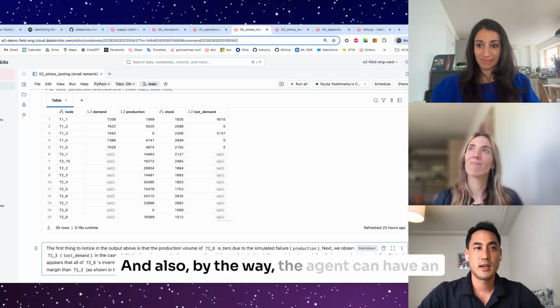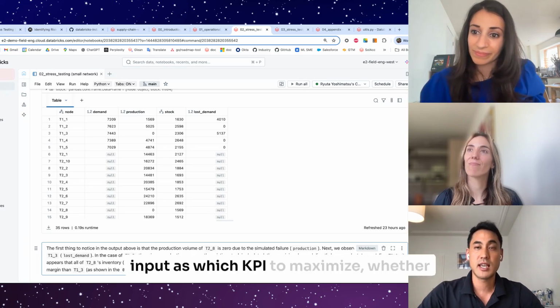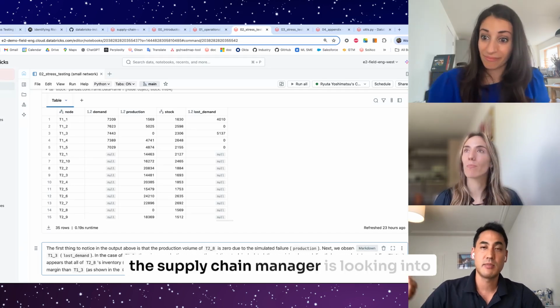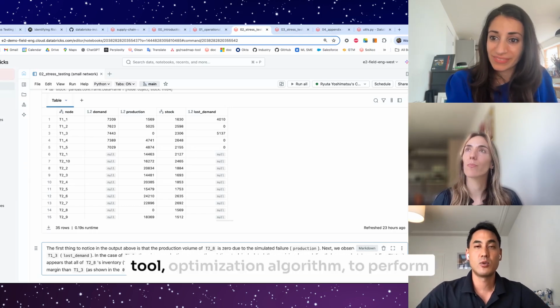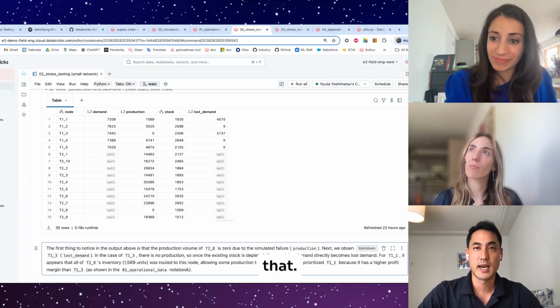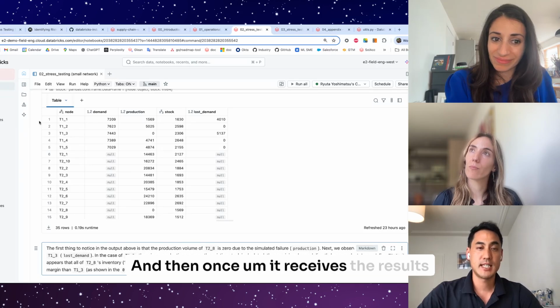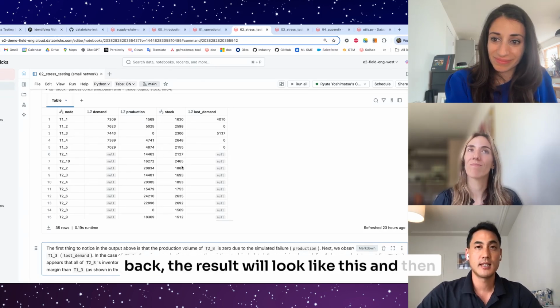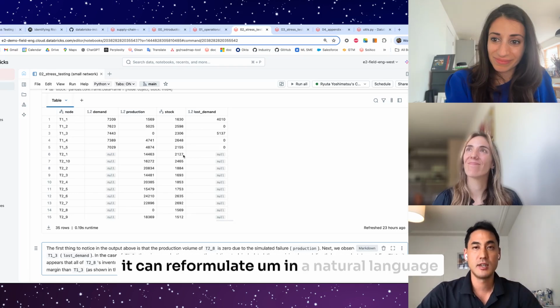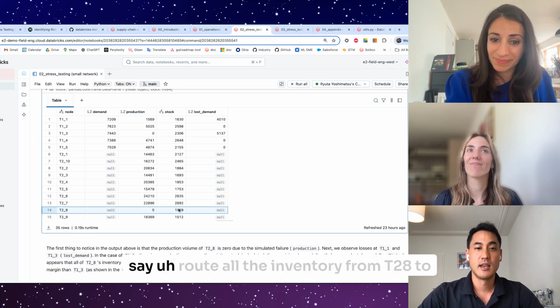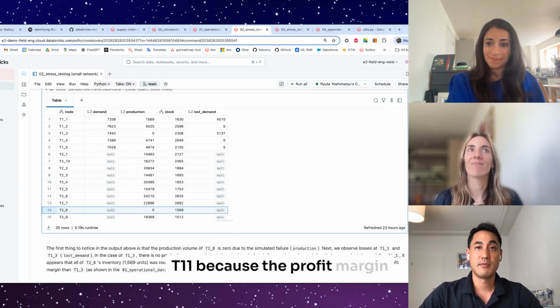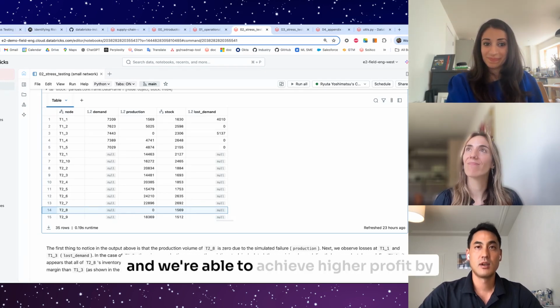And also, by the way, the agent can take an input on which KPI to maximize, whether the supply chain manager is looking at maximizing profit, minimizing cost, or maximizing revenue. And it chooses the right tool, the optimization algorithm, to perform that. And then once it receives the results back, the result will look like this, and then it can reformulate in natural language what needs to be done. So in this case, the agent will specifically say: route all the inventory from T28 to T11 because the profit margin is higher, and we're able to achieve higher profit by doing that.